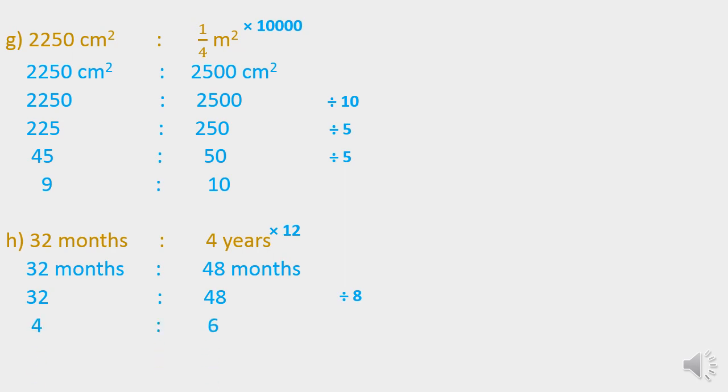It's not the simplest form. We can divide the two numbers, because they are even numbers, by 2. 4 divided by 2 equals 2. 6 divided by 2 equals 3.